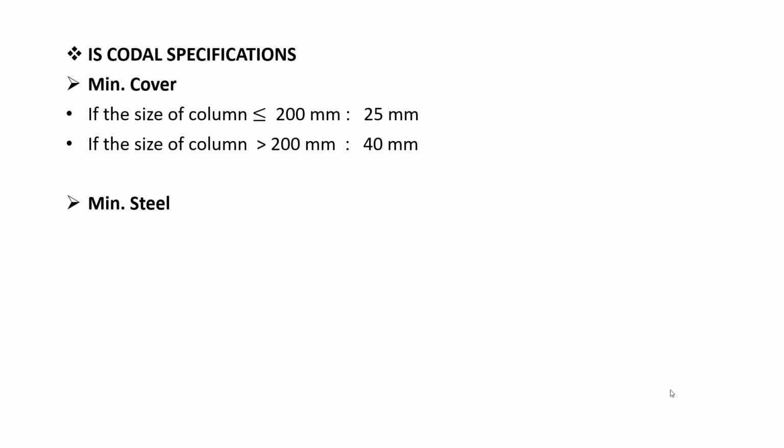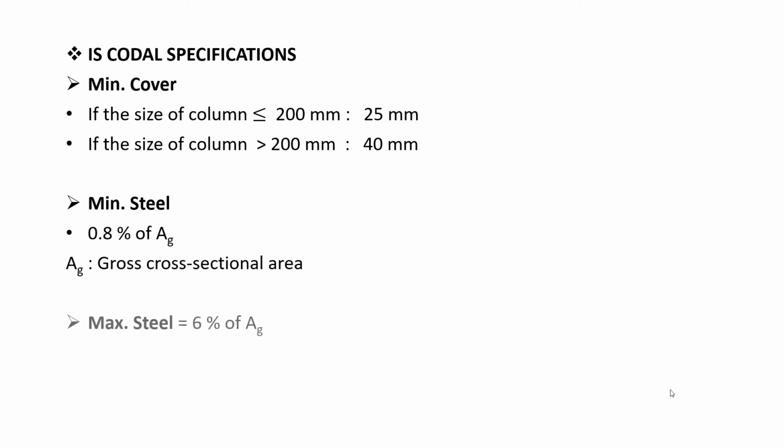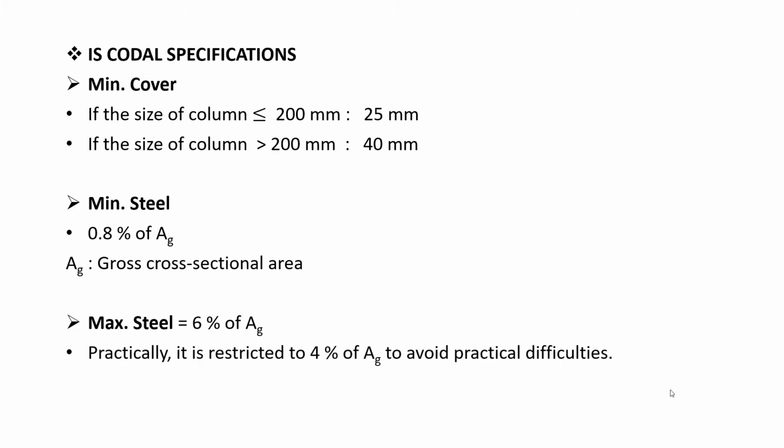Next clause is for the minimum area of steel. The minimum area of steel is taken as 0.8% of the gross cross-sectional area, and the maximum area of the steel is 6%. Practically, we will take the maximum area of steel as 4% in order to avoid the practical difficulties. Because if we use more steel, then we will increase the congestion of the reinforcement and it will create difficulty in compaction of concrete.